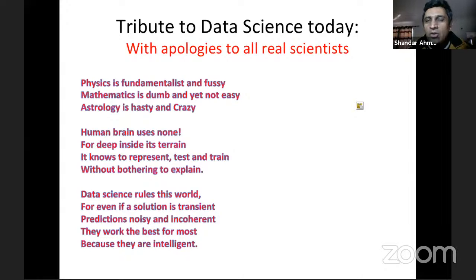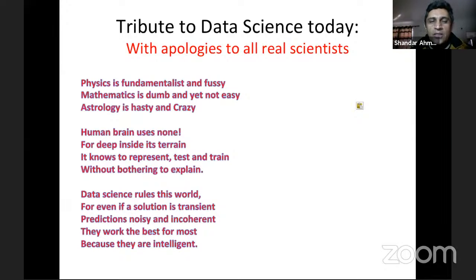But our mind has already learned how much force is required to do a particular task, how much speed I should have to reach a particular destination in a given amount of time. So we do all those things which typically on the academic scale are done by physics, mathematics, and sometimes predictions, but we do this in our mind without actually doing all those conscious calculations. So our mind must be representing and doing these calculations in a different way. That's why the second stanza of this poem says, human brain uses none.